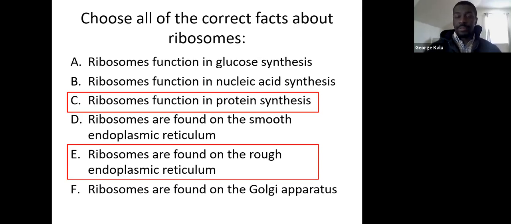So if you remember when we were back in chapter 3, I believe it was, ribosomes are always going to be found on the rough endoplasmic reticulum. And their job is to help produce proteins here. So they're going to be the second most important character in this process.